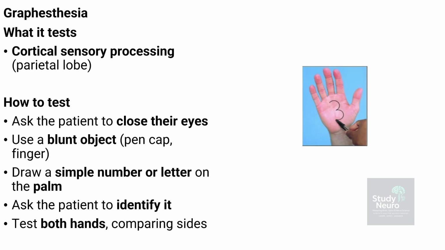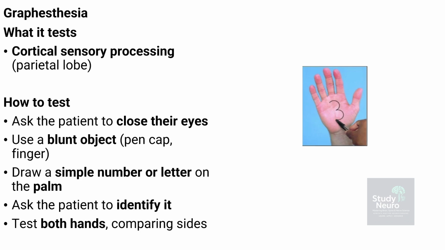Graphesthesia assesses higher cortical sensory processing, specifically function of the parietal lobe. It evaluates the brain's ability to interpret sensory input, not the ability to feel touch itself, so primary sensation must be intact before testing. To examine graphesthesia, the patient is asked to close their eyes. Using a blunt object such as a pen cap or finger, a simple number or letter is traced on the palm. Single digits are used initially to reduce complexity.